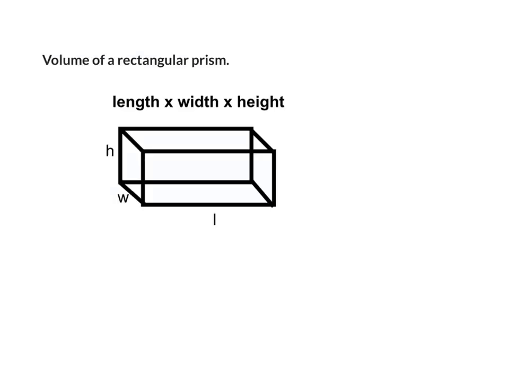Some of the problems are going to require that you use the volume of a rectangular prism. In case you've forgotten, the volume is length times width times height. We're going to do a quick example. So my height is going to be 5, my width is going to be 4, and my length is going to be 3. The formula is length times width times height.